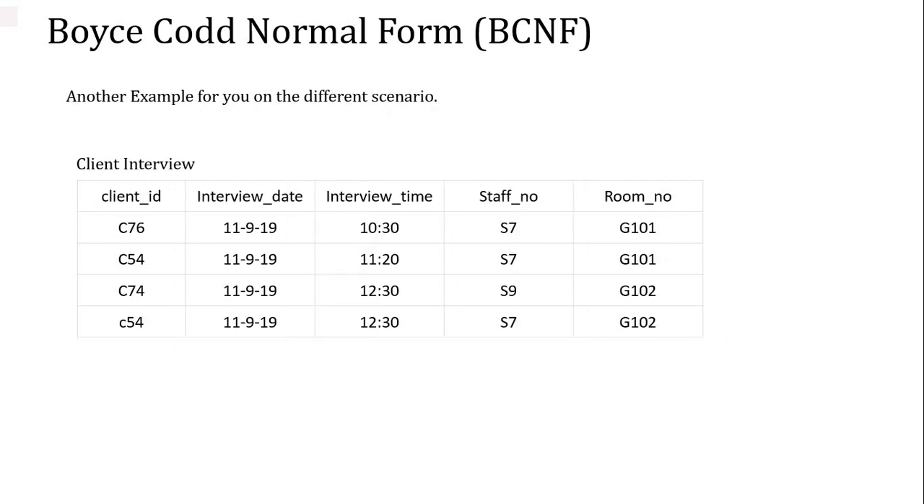So we can see another example in a different scenario, that is the client interview. In the client interview scenario, there are 5 attributes, 5 columns in this table: the client ID, interview date, interview time, staff name and room number. Each has different types of data here.